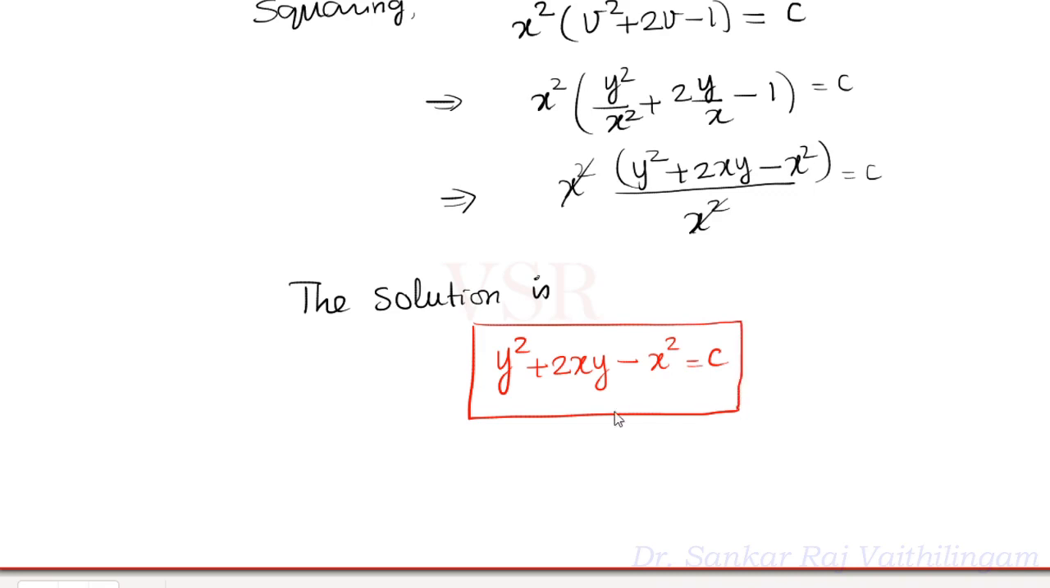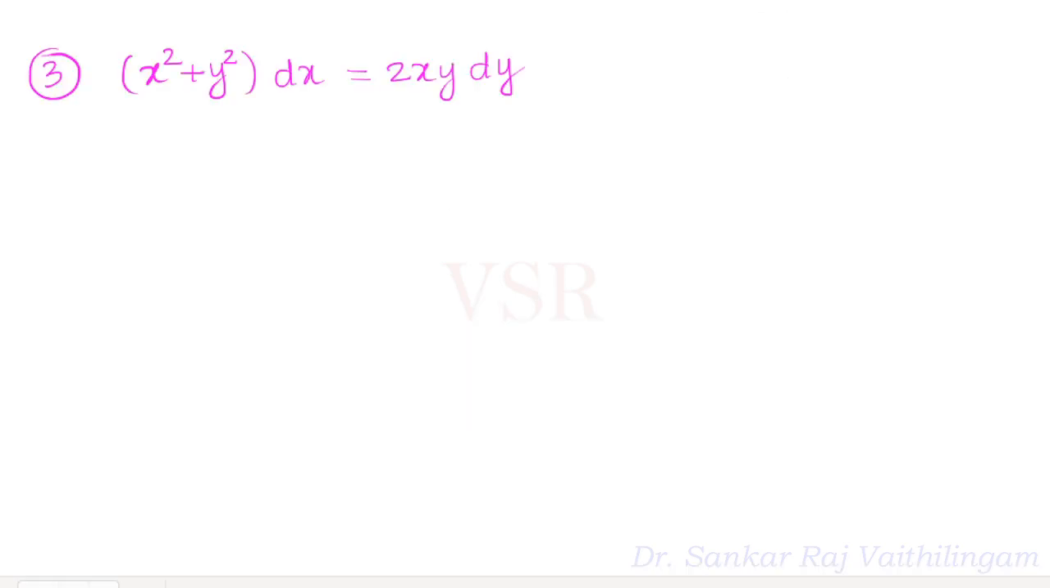Now we will move to the next problem. The third problem: it is given that (x square plus y square) dx is equal to 2xy dy. This is a homogeneous equation of order 2. So, write the solution.